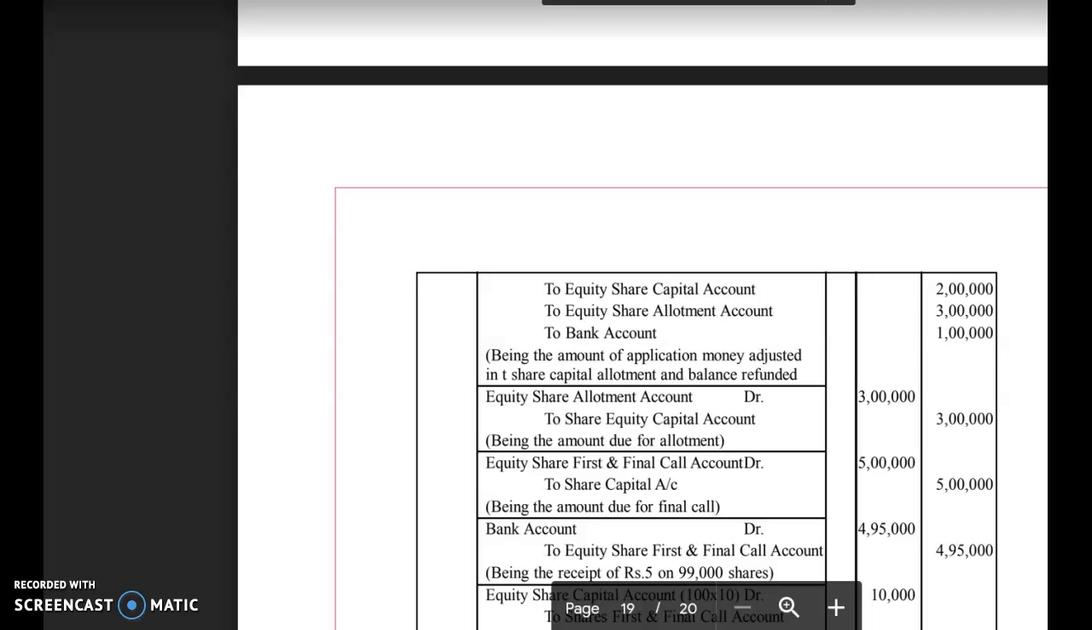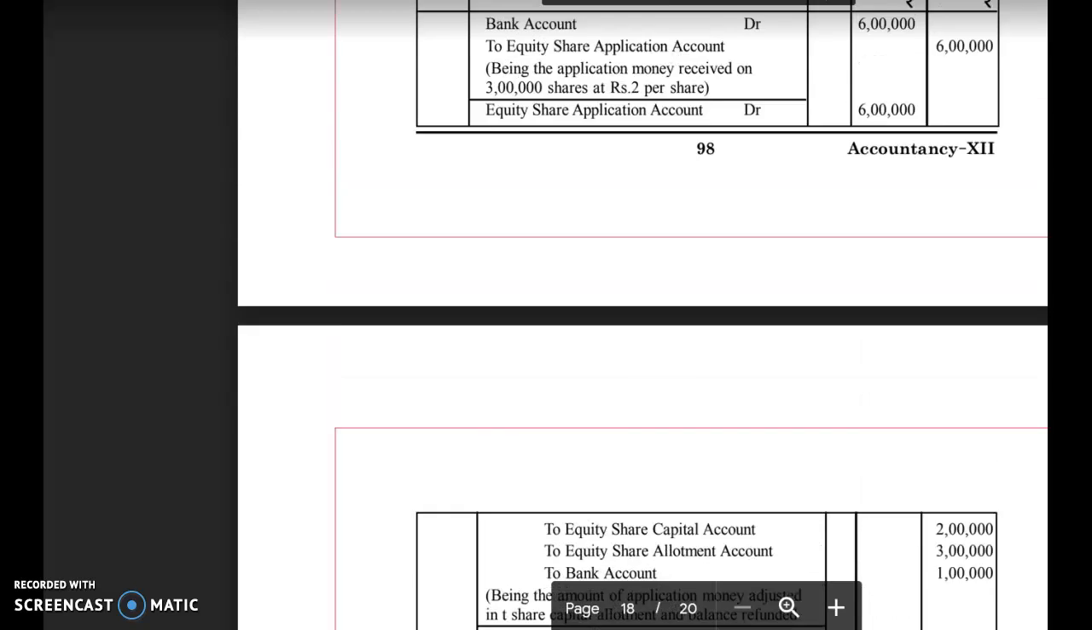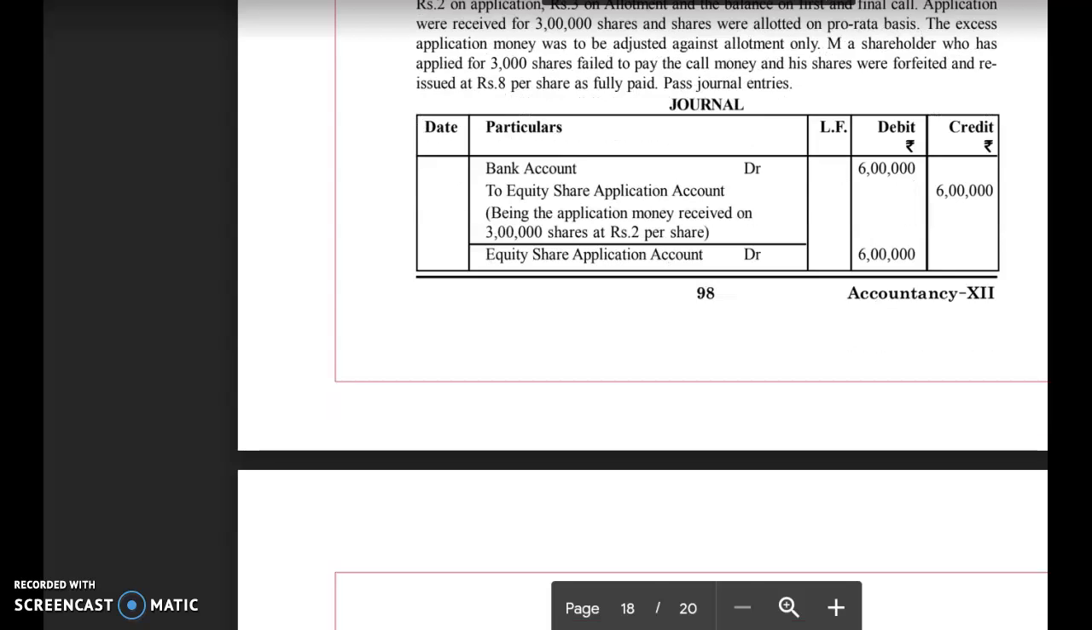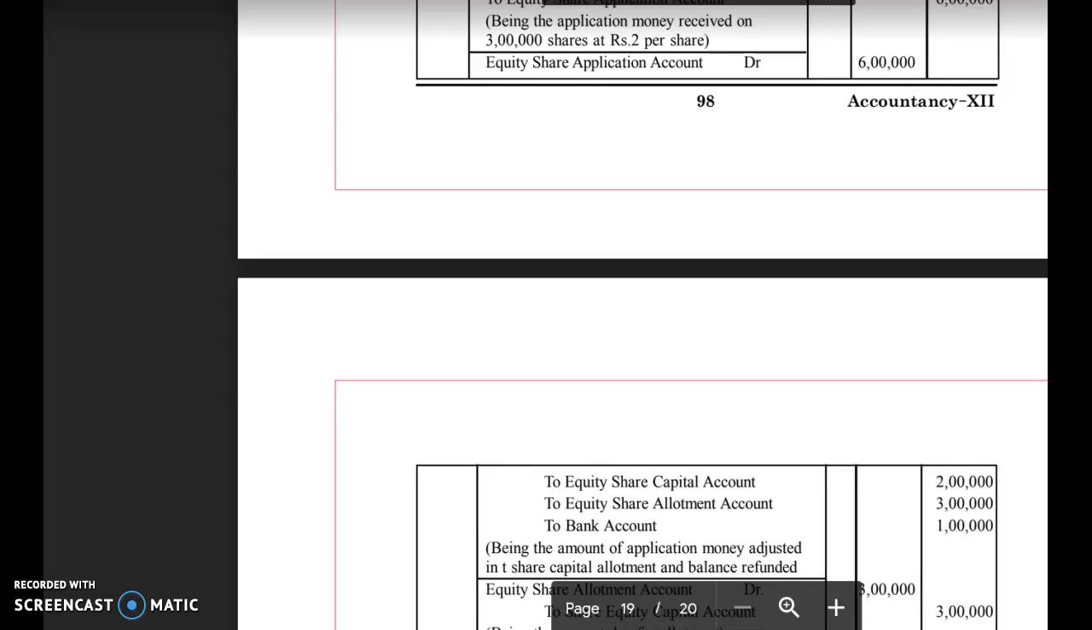How did this 3 lakh come? They had applied, application received for 3 lakh shares, application money received 6 lakh. How much money is needed for application? That is 2 lakh on 1 lakh shares at the rate of ₹2 per share. Surplus is ₹4 lakh. What amount is required for allotment? Rate of allotment is ₹3 on allotment. On 1 lakh shares it amounts to 1 lakh into 3, that is ₹3 lakh. So the share allotment account will be credited with ₹3 lakh, to bank account, that is the surplus money will be refunded, that is ₹1 lakh.